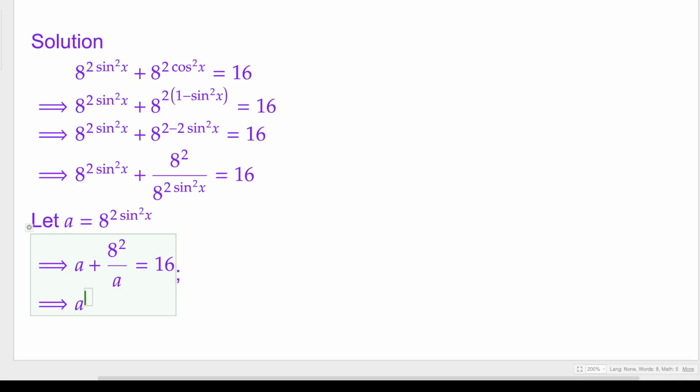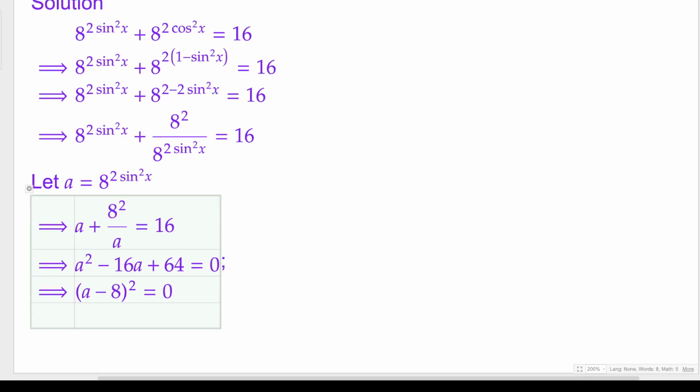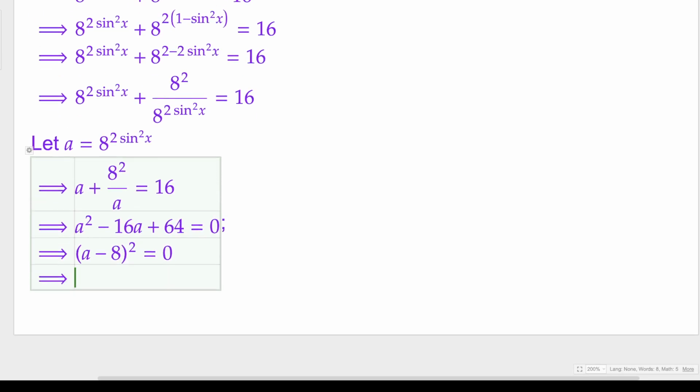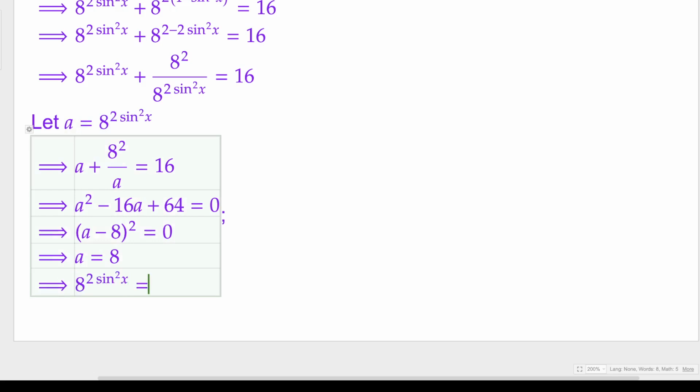So this can be written as a squared minus 16 times a plus 8 squared, which is 64, equal to 0. On solving, this expression can be written as a minus 8 whole squared equal to 0, and the only acceptable value for a is 8. This further implies that a, which I considered as 8 to the power of this quantity, is equal to 8, that is nothing but 8 to the power 1.